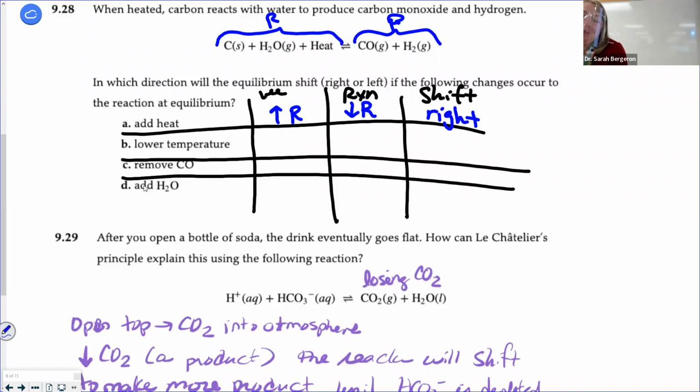Okay, lower temperature. So this is just the complete opposite. It's still a reactant, but we're just lowering it. So now the reaction will do the opposite and increase. So now what kind of a shift will we have? A left shift. It's just the opposite.